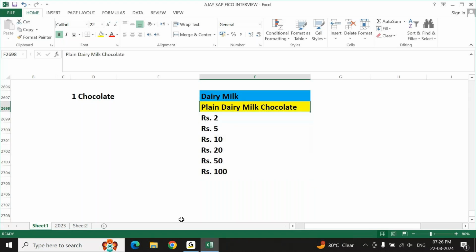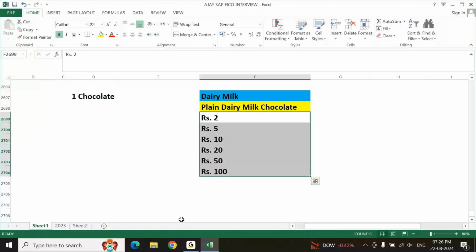Now, everything is Dairy Milk plain chocolate, but within the plain Dairy Milk chocolate, how many chocolates do I need to create? How many material masters are required? 6. Are these 6 materials called raw material, semi-finished material, finished material, or packing material? Finished material. All are finished material, am I correct? Yes, because you are able to sell all these materials in the market. Your chocolate is available for 2 rupees. It is a separate material.